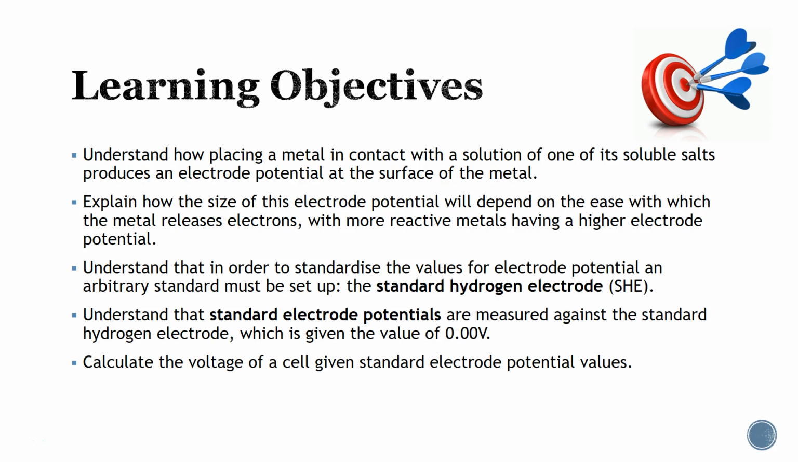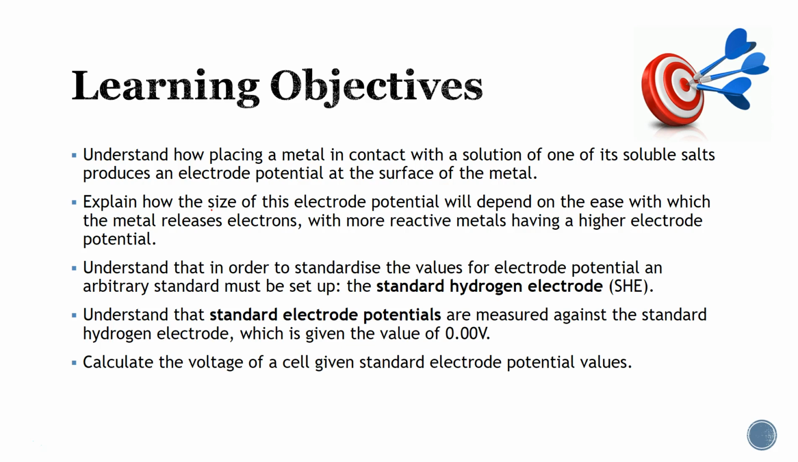Essentially this all stems from understanding how when we put metal in contact with a solution of a salt of that metal, it produces an electrode potential. And we talked about there being a potential difference between two half cells, and that's how we generate electricity. Now we need to be able to explain the size of this electrode potential in terms of the reactivity of the metal.